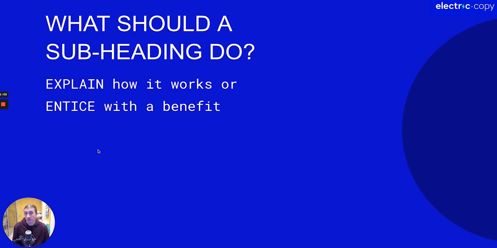Subheadings are important because people will look at them when they're scanning through a page. And that means that every subheading we write is important because it gives us an opportunity to grab the attention of the reader and keep them reading. And in order to do that, our subheadings need to do one of 2 things, in my opinion. They need to either explain how the product works, or they need to entice the reader to read on by hinting at a benefit that we know they're interested in. So let's have a look at the copy again and see how we can change the subheadings to reflect that.